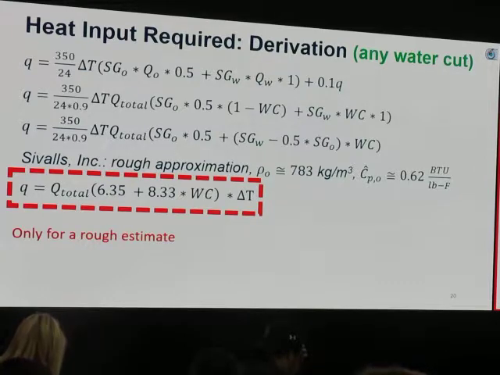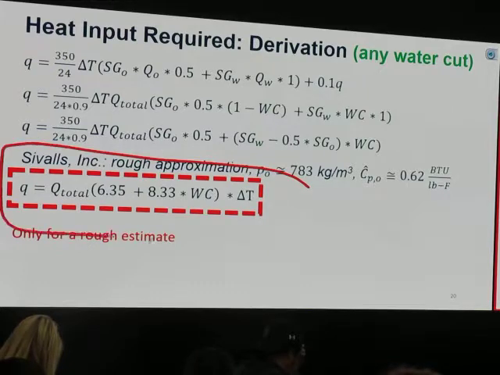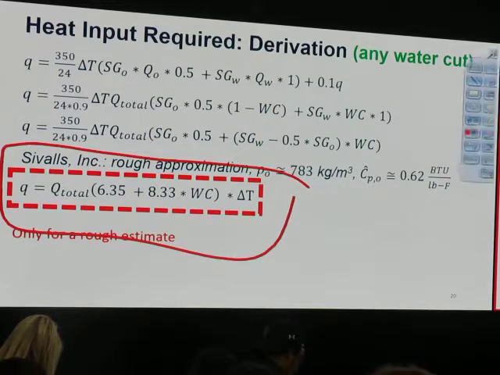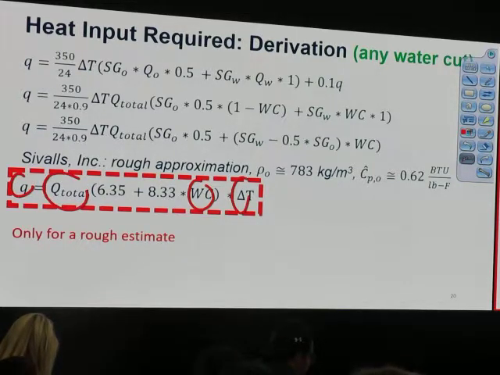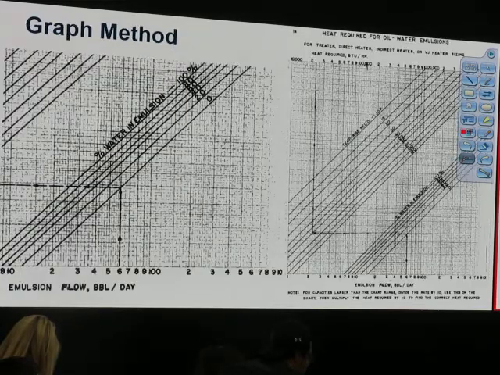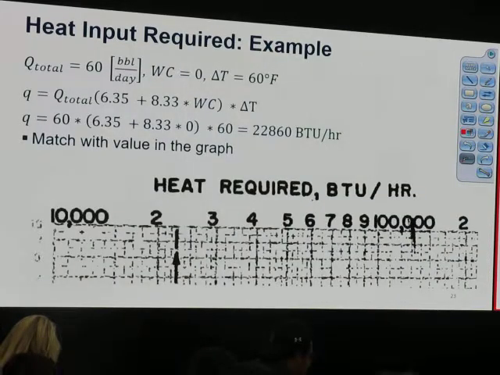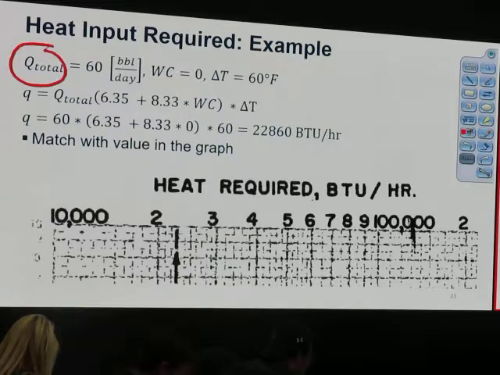If we have, instead of 10%, something else, we use this equation. Okay? This equation is for the case where the water is not 10%. It can be any percent of water cut. So this small q equals q total multiplied by that delta T. Definition of each term. Okay. This q total is the volumetric flow rate. Okay.